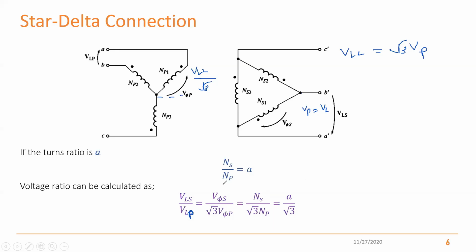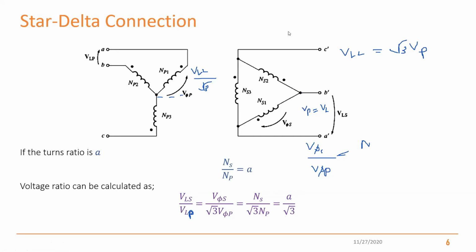The voltage ratios should be obtained for phase values. So V phase S divided by V phase P is equal to the turns ratio of the transformer. Therefore it is A divided by root 3. So when you calculate A, you have to obtain this and multiply by root 3. Likewise, you have to be very careful when you calculate these turns ratios.